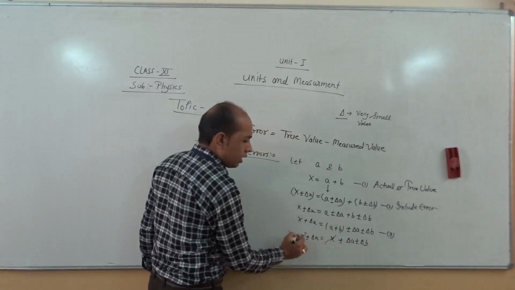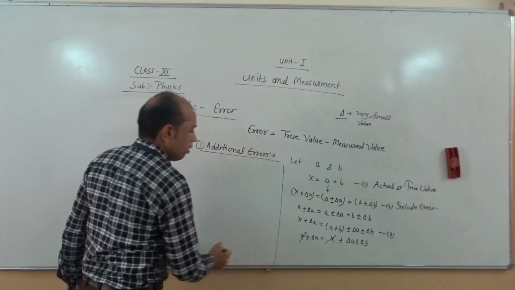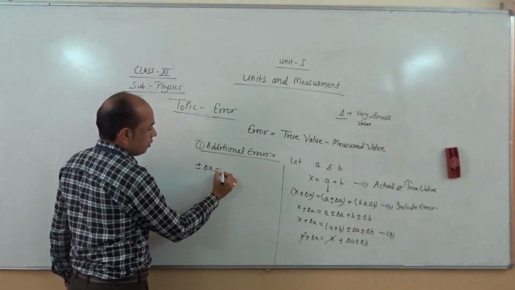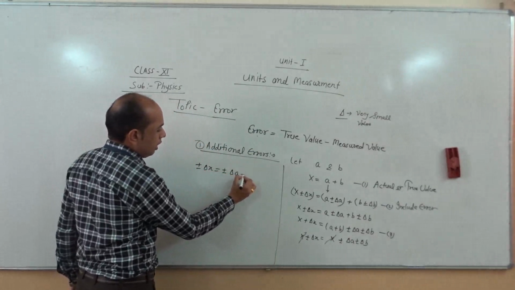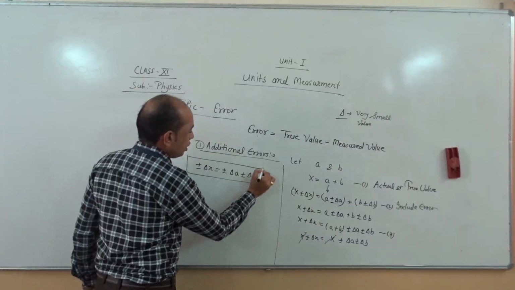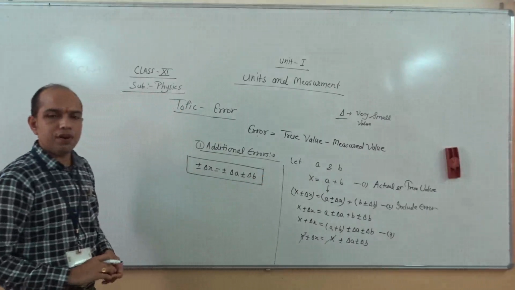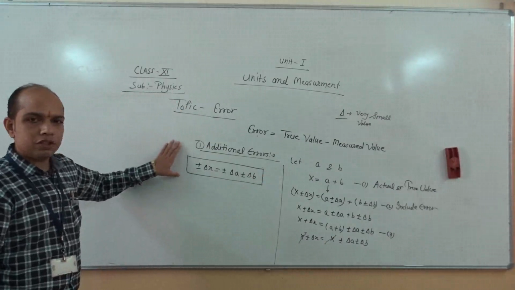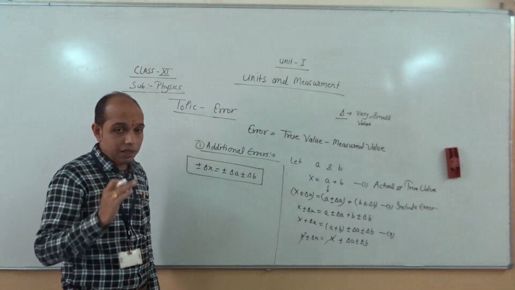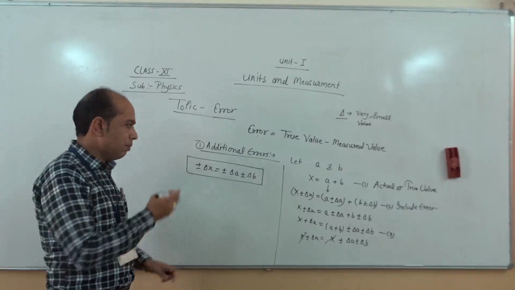Now x and x here cancel out, so the result is plus minus del x. This equals plus minus del a and plus minus del of b. So this is the final result of addition error. Via this numerical identity, we easily calculate the error during the addition. I am taking one example.